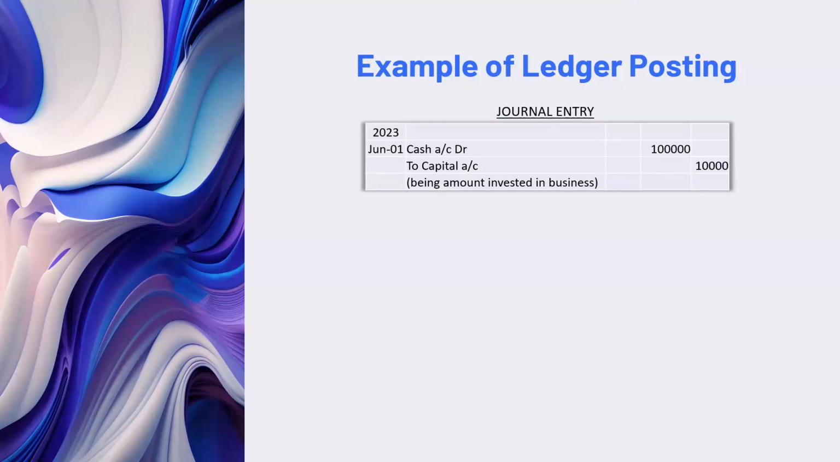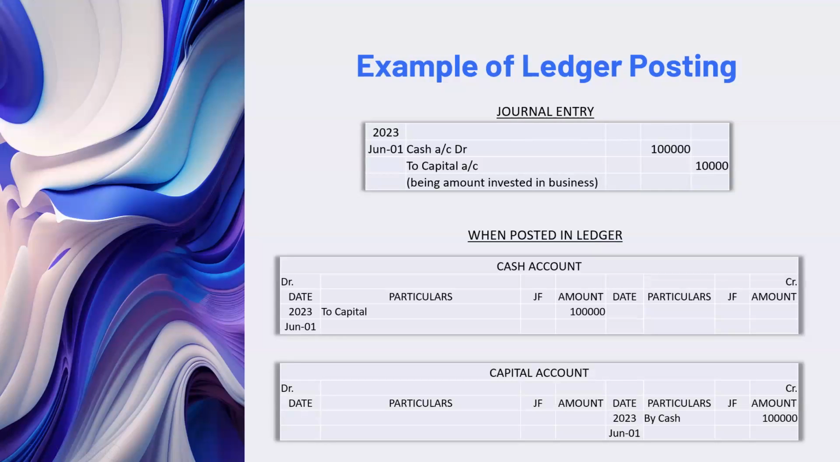So this is how a journal entry is made. Here is the date, and here will be the particulars, here the journal folio, here the debtor, and here the creditor. When posting in the ledger, two different columns are taken based on the type of transaction, one for debtor and one for creditor.